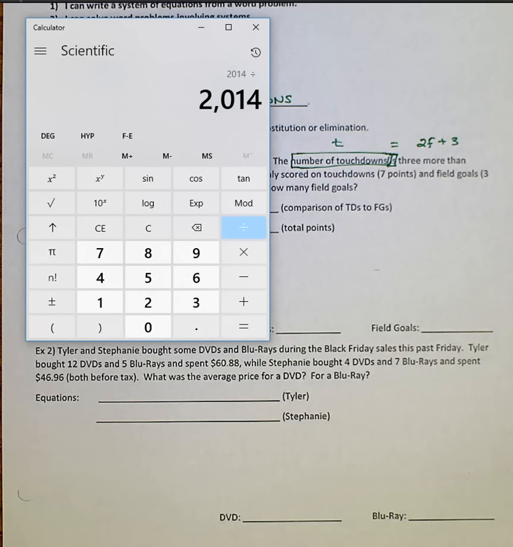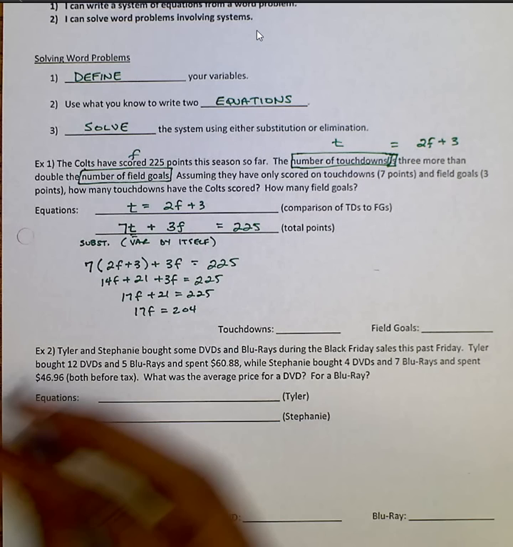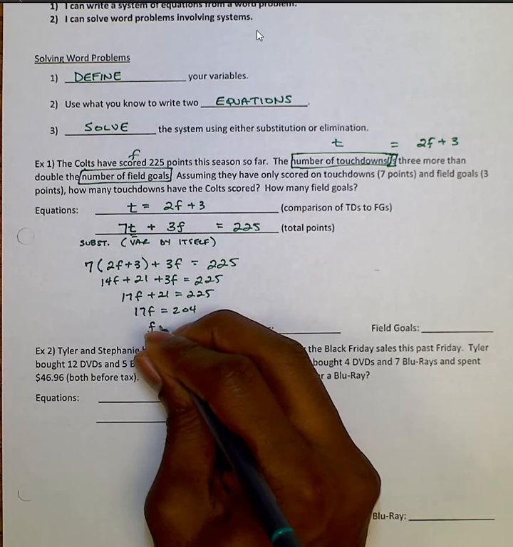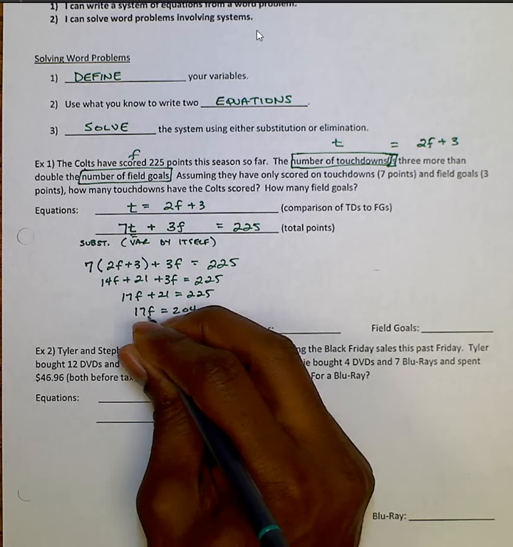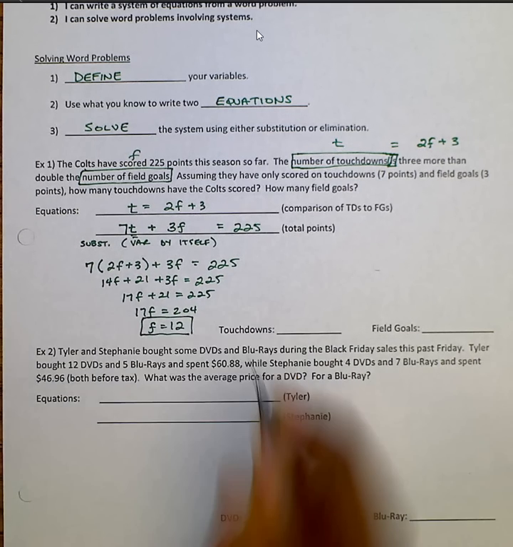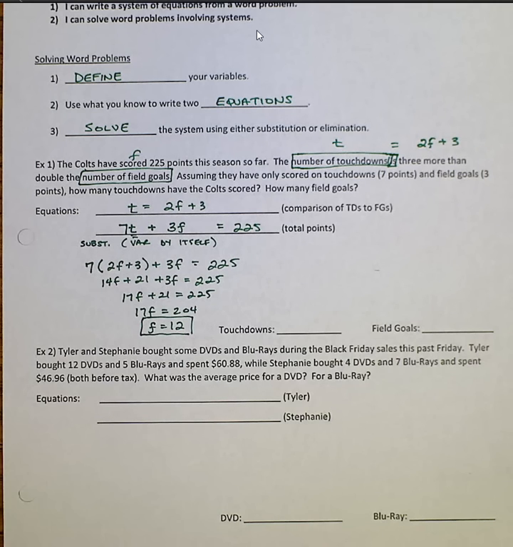204, oops, that's not the right number. 204 divided by 17 is 12. So f equals 12. Okay, so we should have scored 12 field goals.